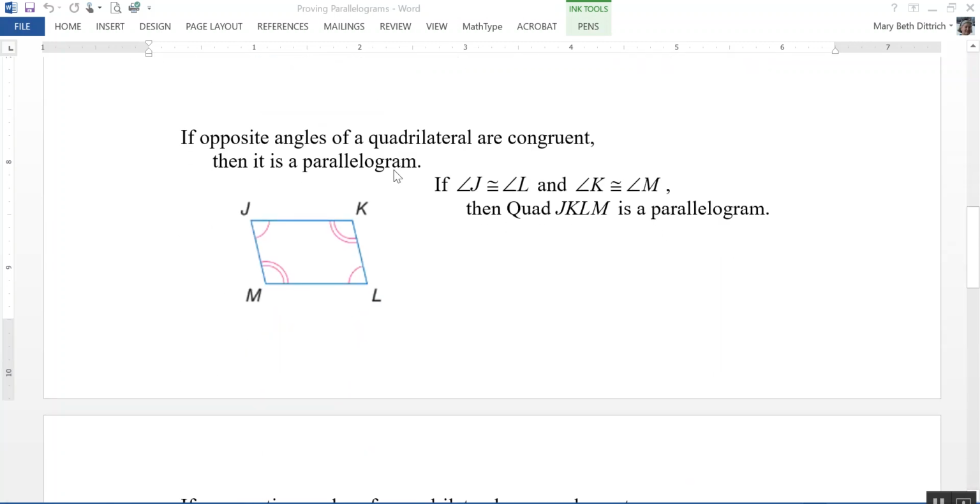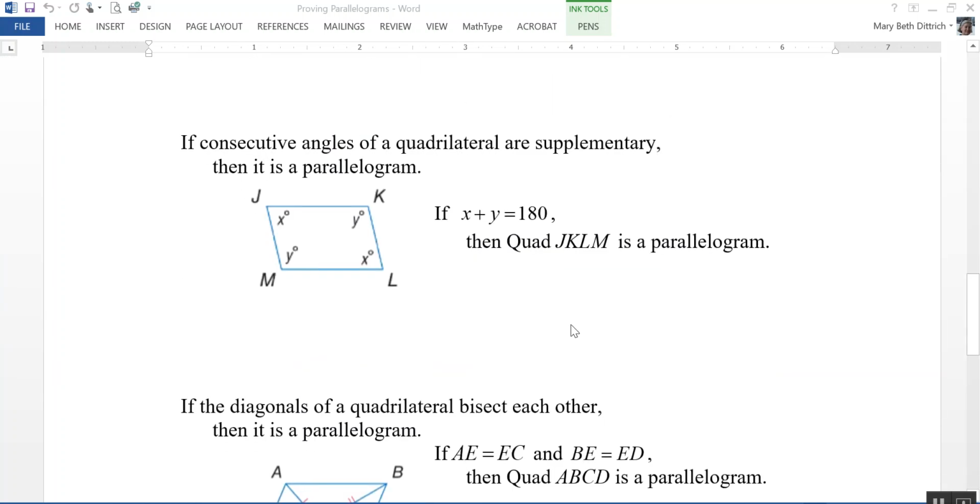If opposite angles of a quadrilateral are congruent, then the quadrilateral is a parallelogram. So if angle J is congruent to angle L and angle K is congruent to angle M, then quadrilateral JKLM is a parallelogram.